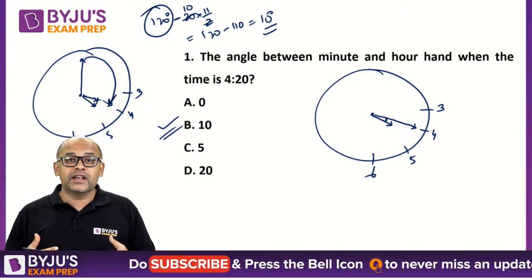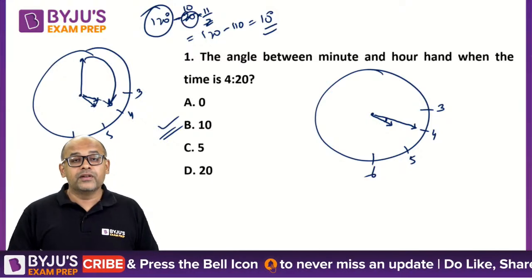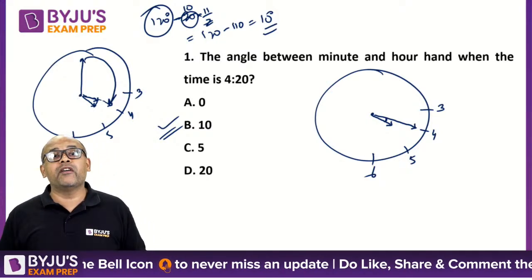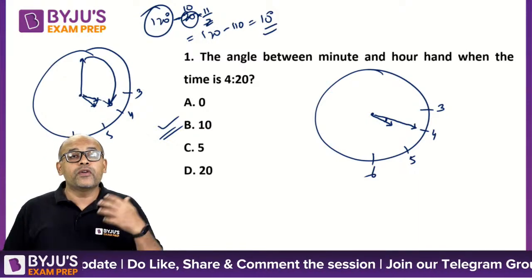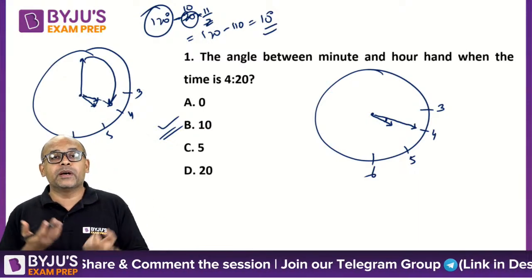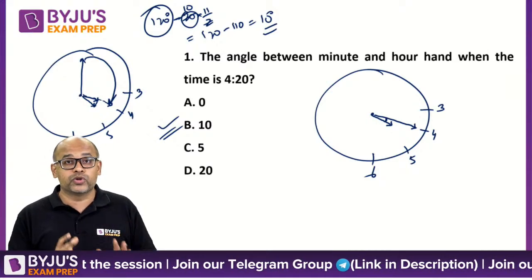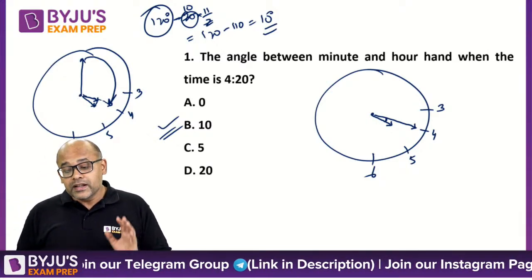How much distance is decreasing? 20 minutes at a speed of 5.5 per minute. So that is 110 degrees decreased. So from 120, if I decrease 110 degrees, my remaining is 10 degrees. So that is one approach. We already know this. We saw this. There is a different approach.